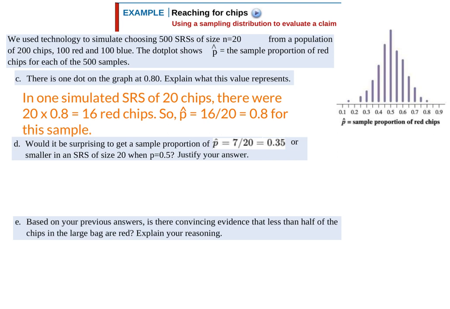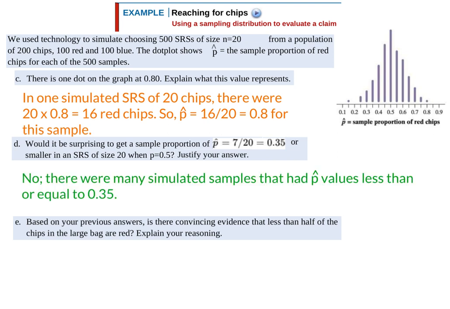Next question: would it be surprising to get a sample proportion of 7 out of 20, or 0.35, or smaller in an SRS of size 20 when p equals 0.5? Let's justify our answer to that. So I look at 0.35 and lower here, and although it's not the bulk of the data, I would say no, it's not surprising because there are plenty of simulated p-hats that exist at 0.35 or lower.